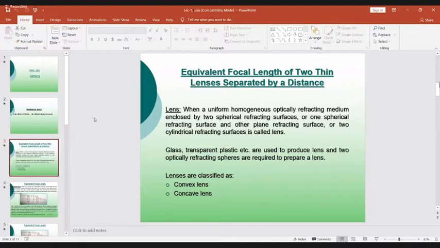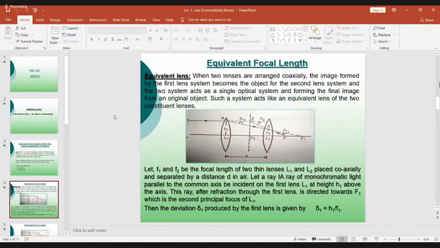Equivalent means সমতুল্য, right? Equivalent focal length of two thin lenses separated by a distance. That is, we have two thin lenses separated by a distance, and we have to find out the equivalent focal length of this combination. আমাদের এই কম্বিনেশনের সমতুল্য focal lengthটাকে বের করতে হবে। Very simple. I think it is the easiest question of optics. So see the figure here, then I will describe it on the board.